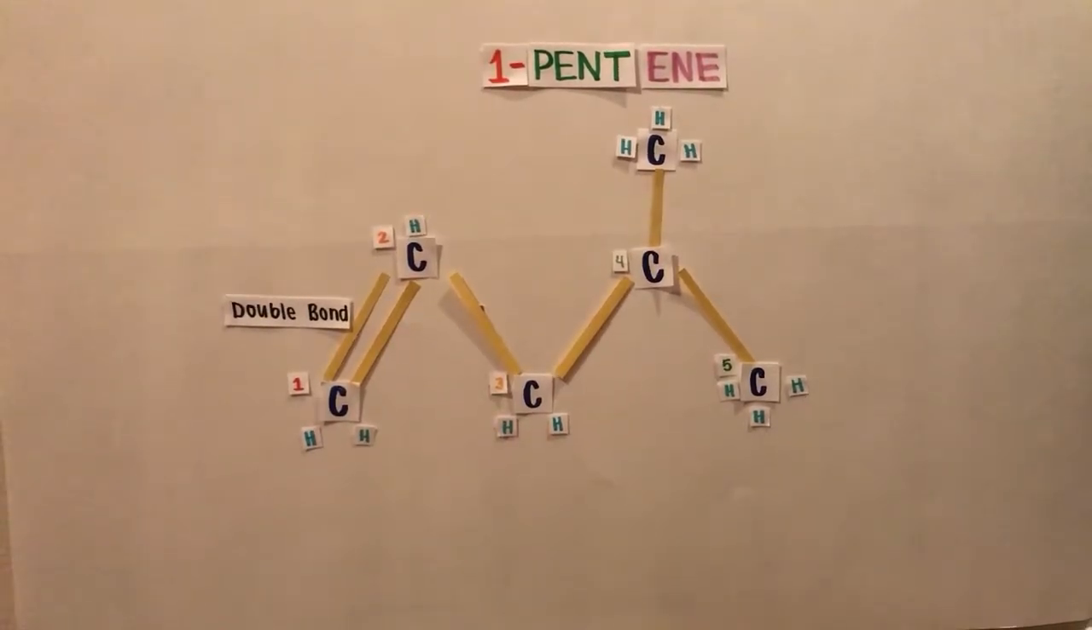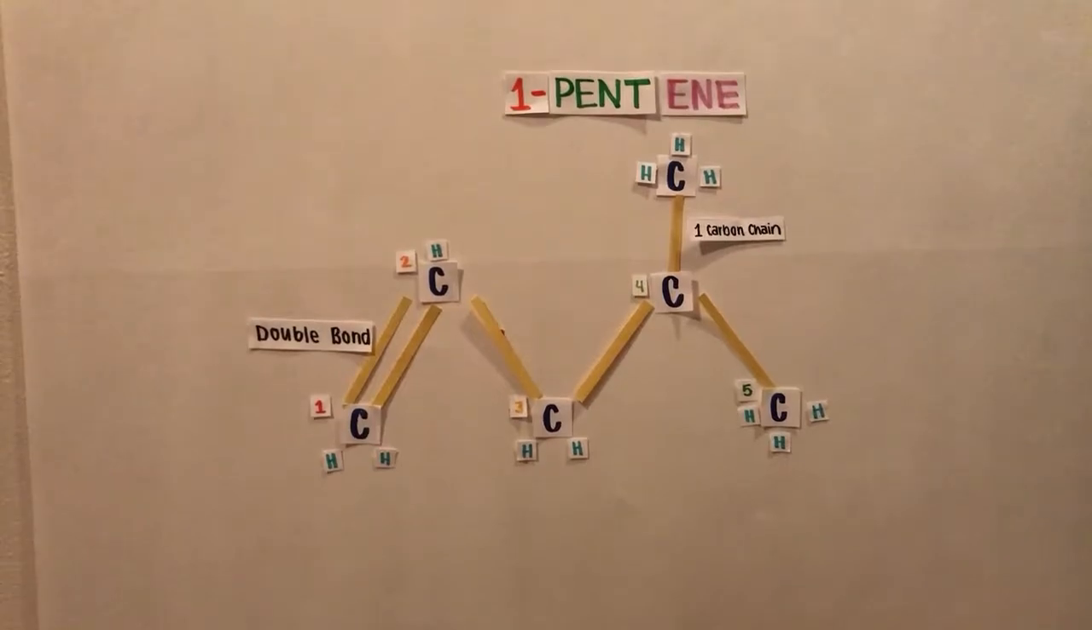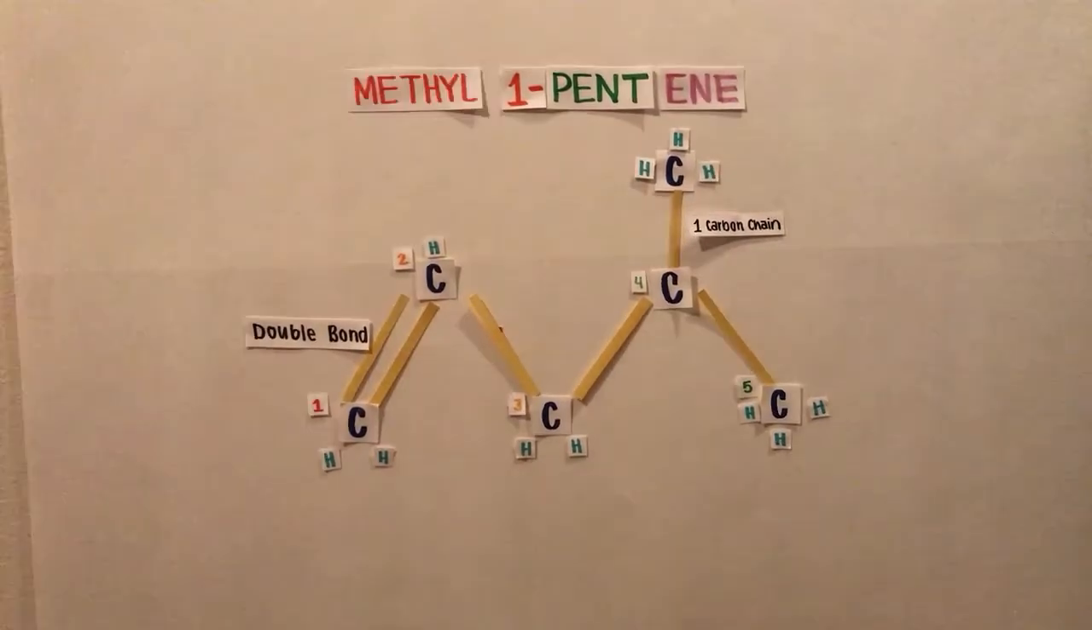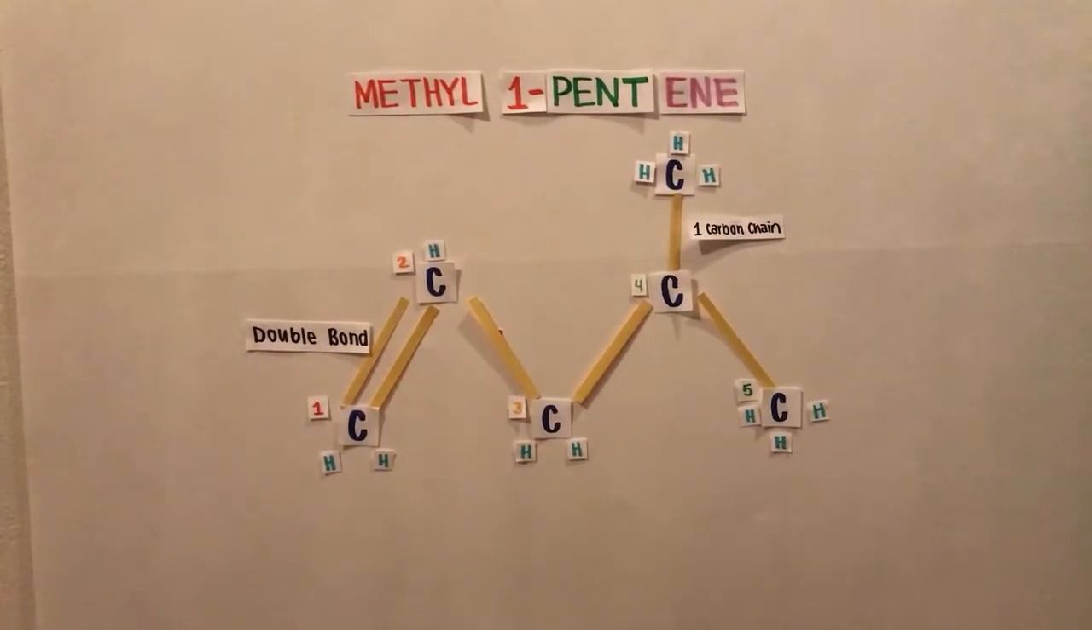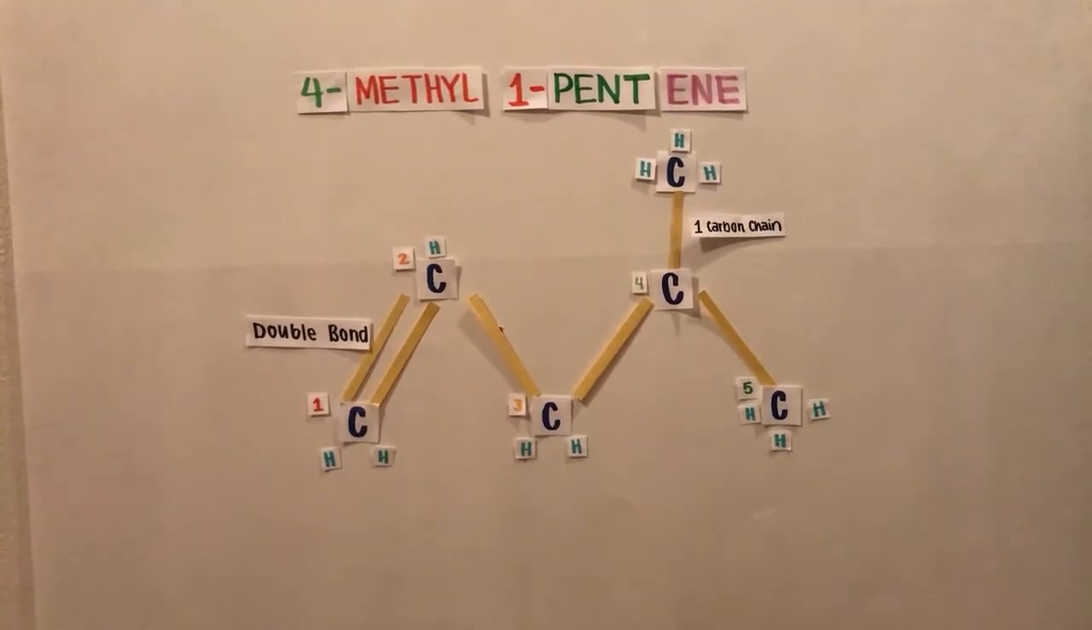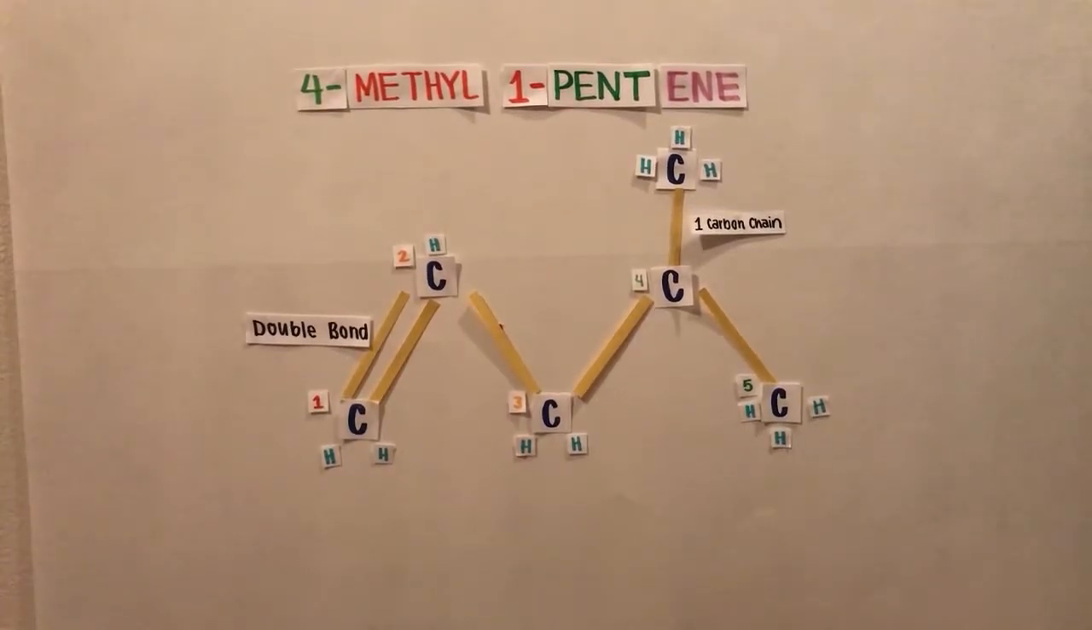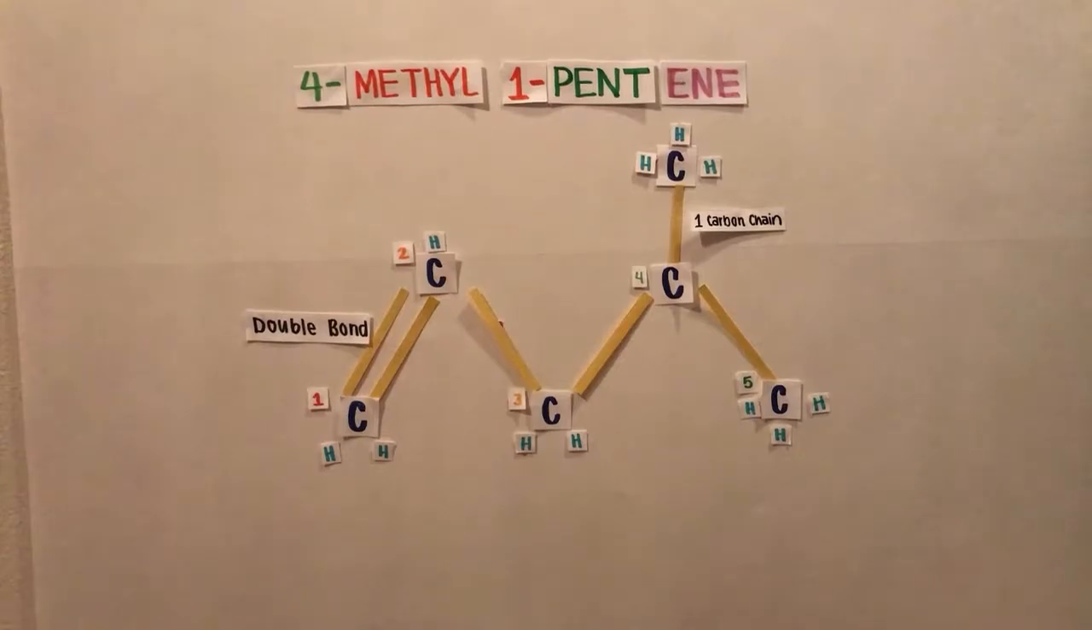And since the double bond is on the first carbon, it's going to be 1-pentene. Since there's 1 carbon coming off of the 4th one, it's going to be methyl with a 4 and a dash in between. So the name will be 4-methyl-1-pentene. And we got this by counting the longest parent chain, which determines the prefix, and seeing if there's any double bonds and any carbon chains coming off of any of the various carbons in the longest chain.